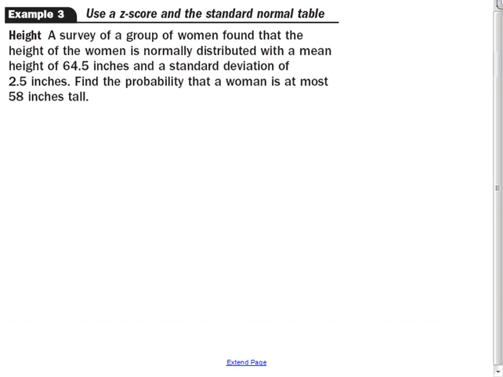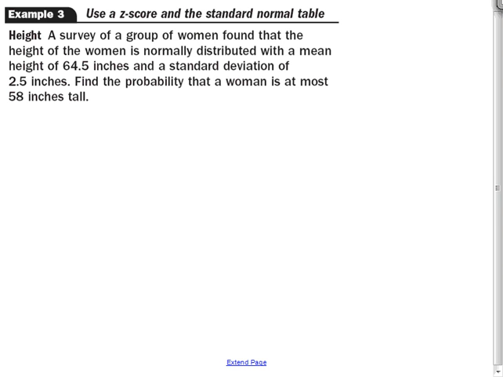So first we have to practice just converting this into z-scores so we can figure out exactly where these pieces fall. This is going to be a nice case. We're going to take a look at heights. A survey of a group of women found that the height of a woman is normally distributed with a mean height of 64.5 inches and a standard deviation of 2.5 inches. Find the probability that a woman is at most 58 inches tall.